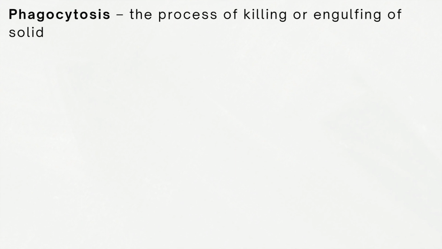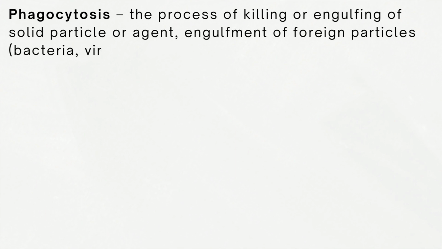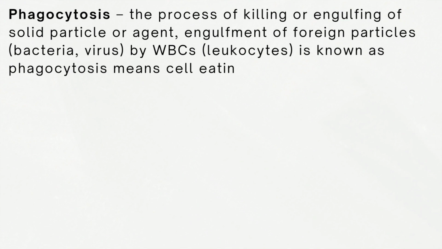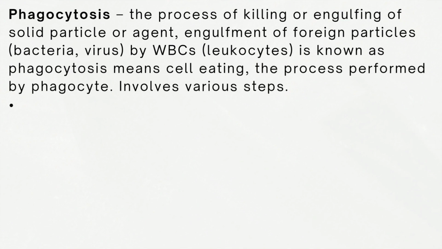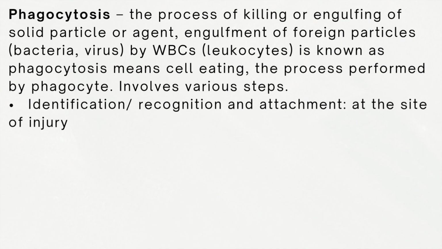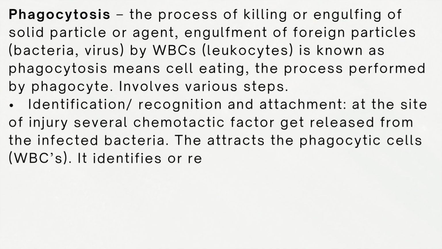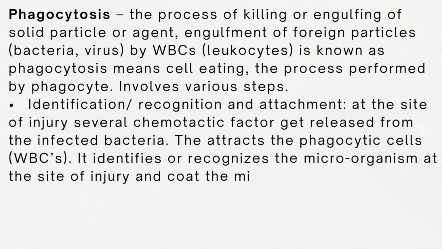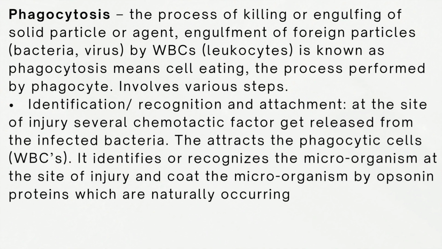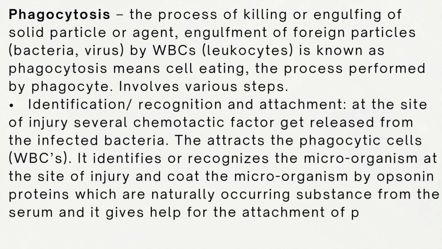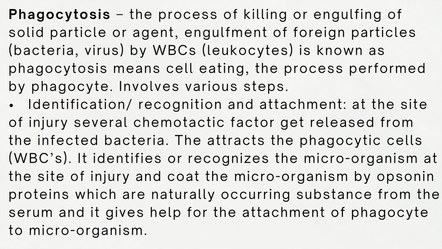Phagocytosis. The process of killing or engulfing solid particles or agents, such as foreign particles, bacteria, and viruses, by WBCs or leukocytes is known as phagocytosis, meaning cell eating. The process performed by the phagocyte involves various steps: identification, recognition, and attachment. At the site of injury, several chemotactic factors get released from the infecting bacteria. These attract the phagocytic cells, WBCs. They identify or recognize the microorganism at the site of injury and coat it with opsonin proteins, which are naturally occurring substances from the serum, helping the attachment of the phagocyte to the microorganism.